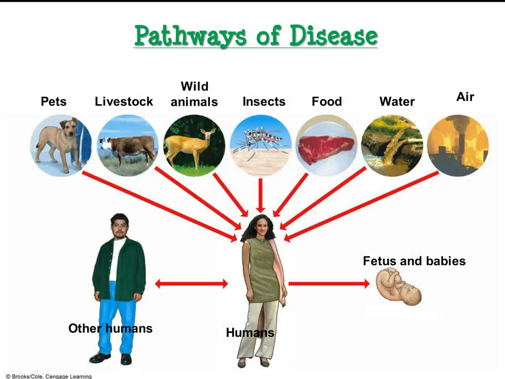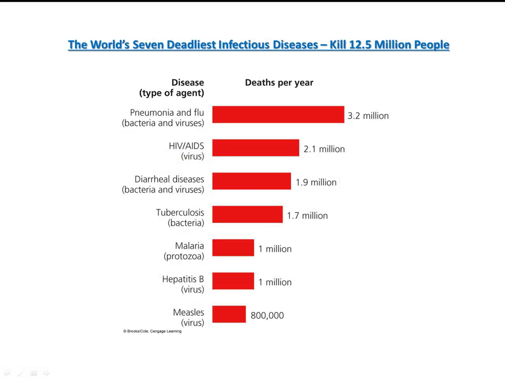Here are different pathways of disease and how we can become exposed to different pathogens. 12.5 million people are killed each year by these top seven infectious diseases. You can see that number one is flu and pneumonia together, caused by bacteria and viruses, down to measles at number seven with 800,000 people per year. Your Toxtown Infectious Disease Assignment is going to allow you to do some research to be more in depth about these different diseases and how they can harm us, along with others.